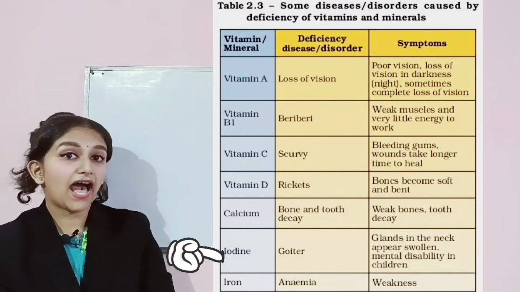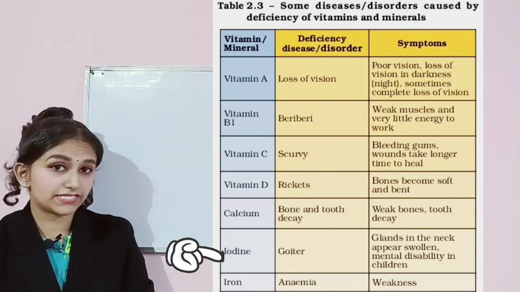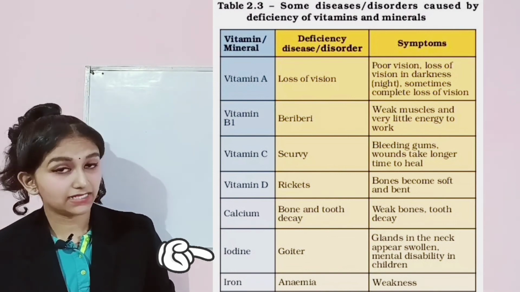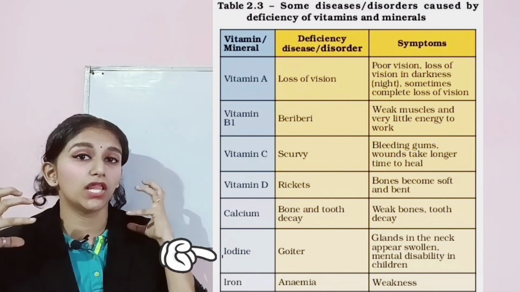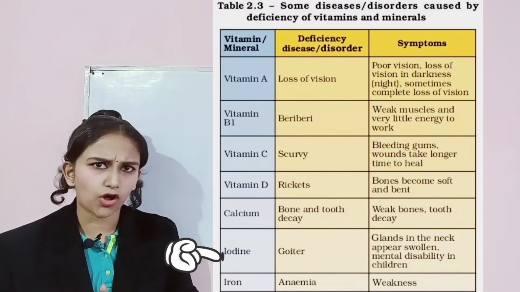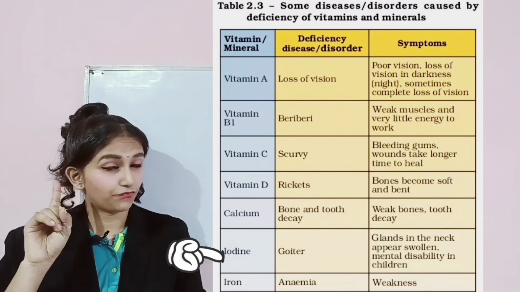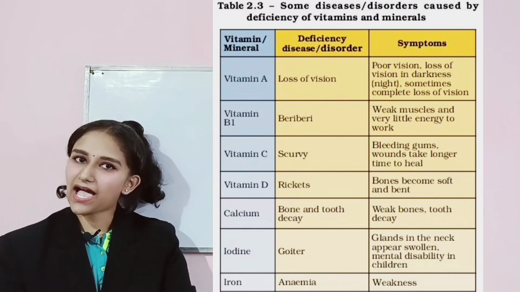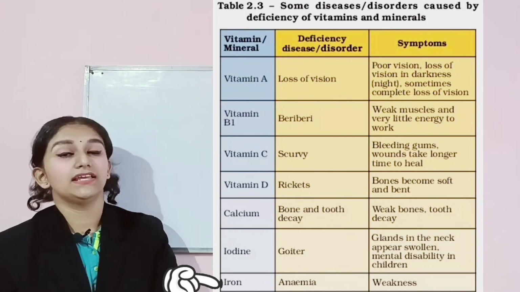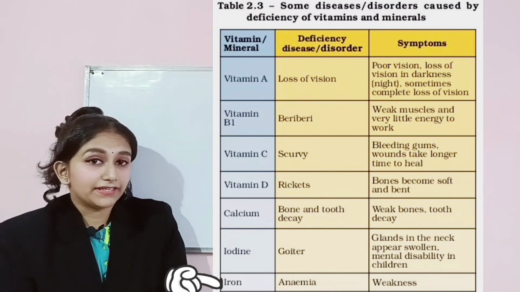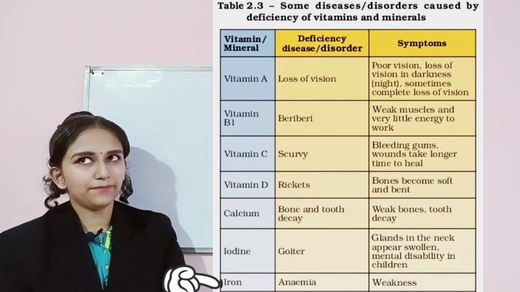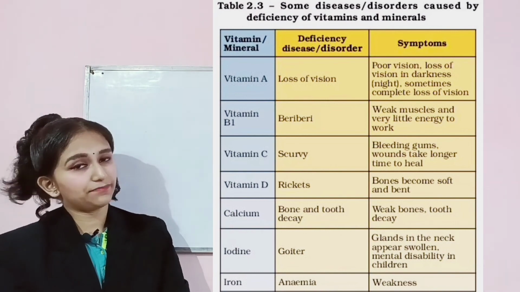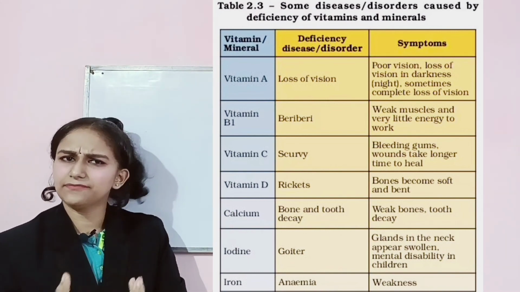Row 6. Iodine. The deficiency disease caused is goiter. In this, the gland in the neck starts appearing as if it's swollen. And if you are a kid and you're suffering from goiter, then you'll have some kind of mental disability. You can consume iodine simply by using iodized salt. Row 7. Iron. If you do not eat iron, you will start suffering from anemia. In anemia, you get a lot of weakness and you cannot even walk. The best treatment is eating a raw banana by making some kind of curry.